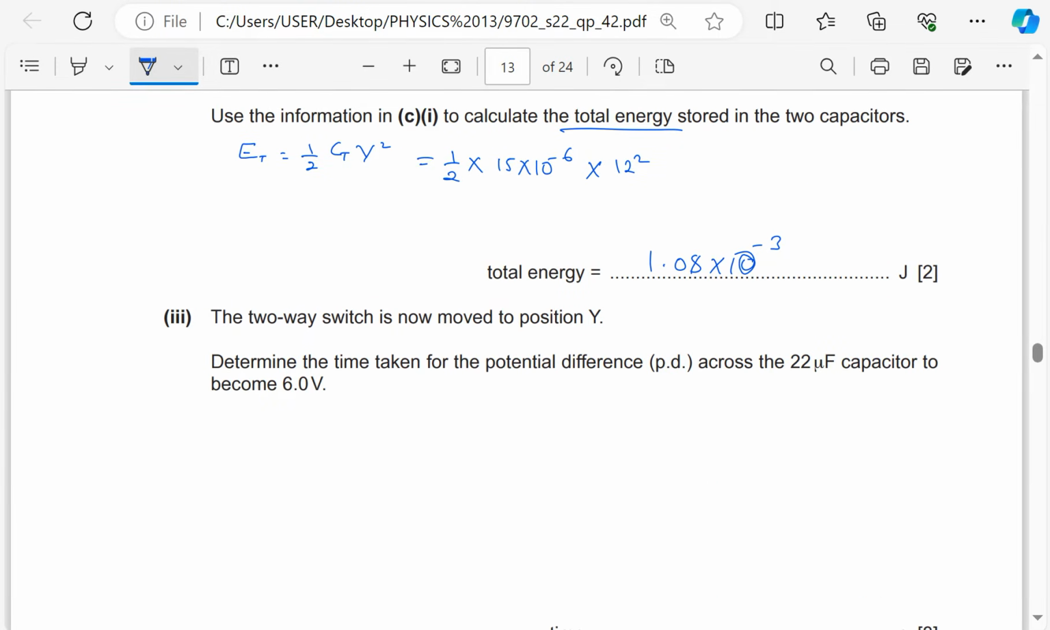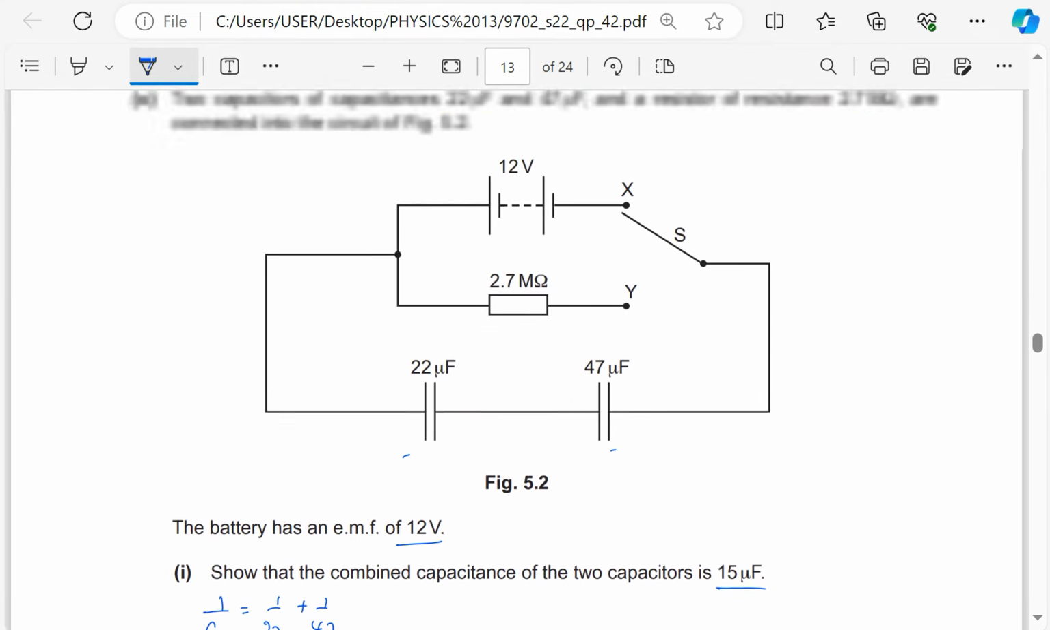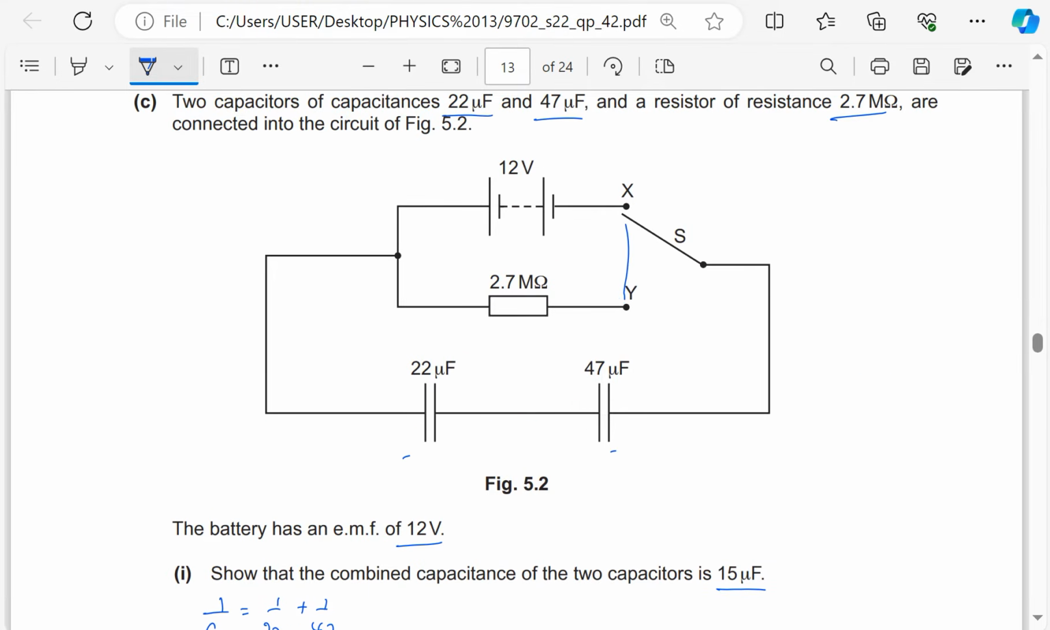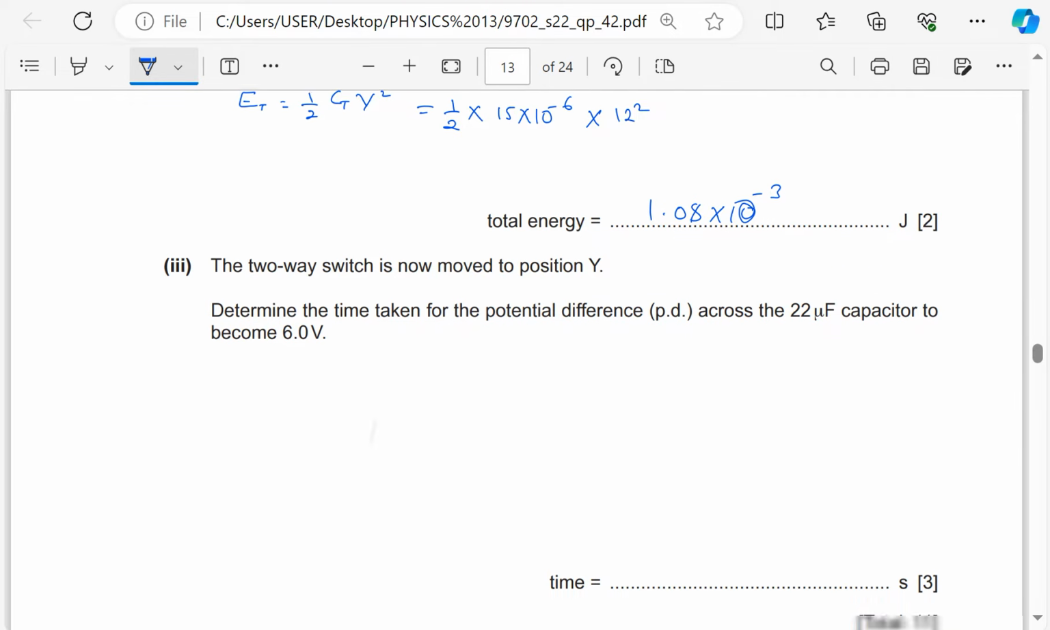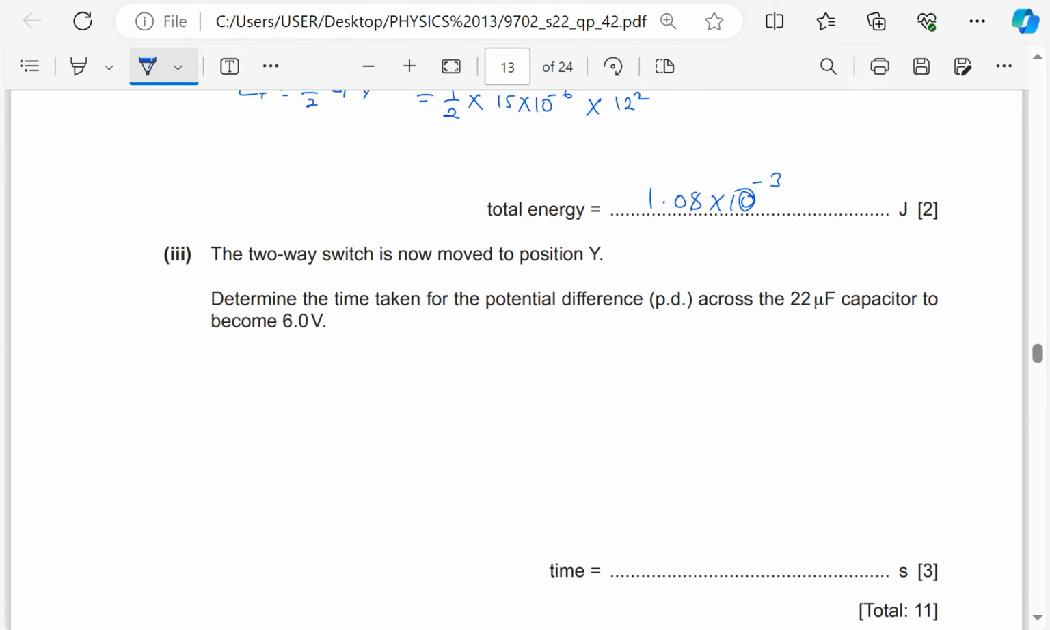The two-way switch is now moved to position Y. When we move it to position Y, it is now going to be discharging across the capacitors. Determine the time taken for the PD across the 22 microfarad capacitor to become 6.0 volts.